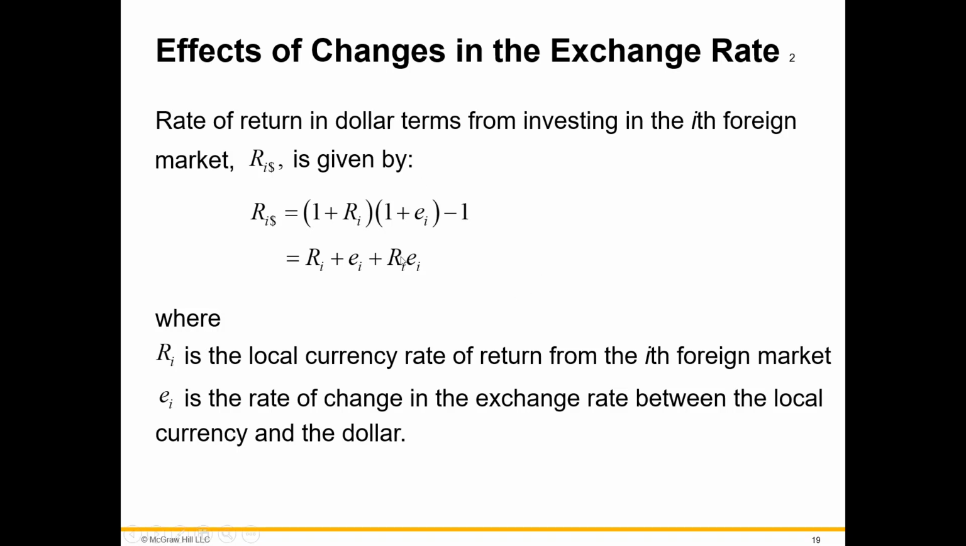And so we have this cross product term that's going to hang out. Now, typically this will be very small, right? If you think about returns, if the return is 10% and the expected exchange rate change is 10%, which is both very large, this term would be 1%. So this will tend to be very small, but it's composed of those two things plus this little extra.